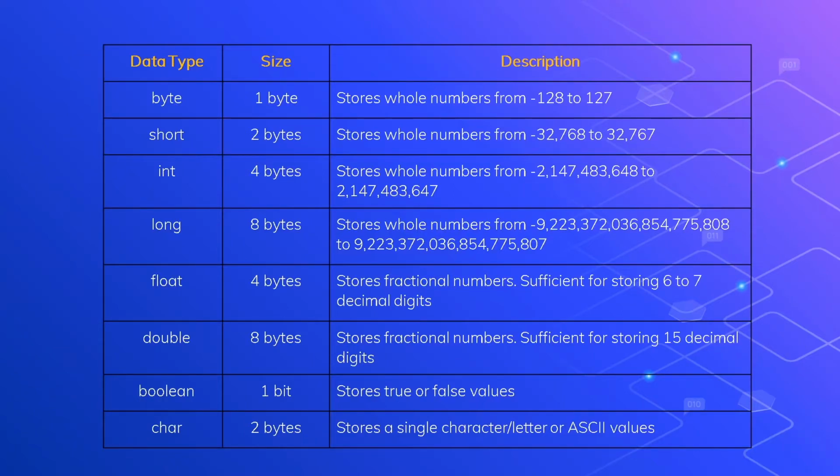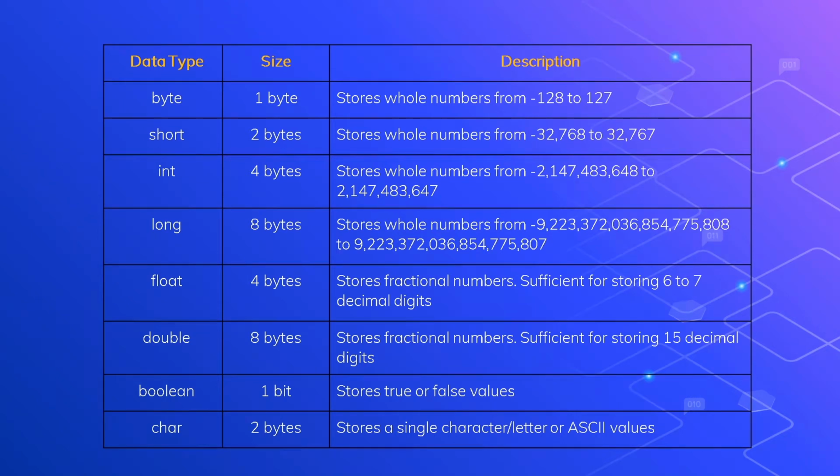And then we have float, which stores fractional numbers and is sufficient for storing 6 to 7 decimal digits. And if that's not enough, for example if 7 digits is not enough, you can use double, which stores 15 decimal digits. Okay? And then we also have boolean that stores true or false values, and char that stores a single character or letter or ASCII value. Okay? So just look at these primitive data types. These are their sizes and their descriptions.